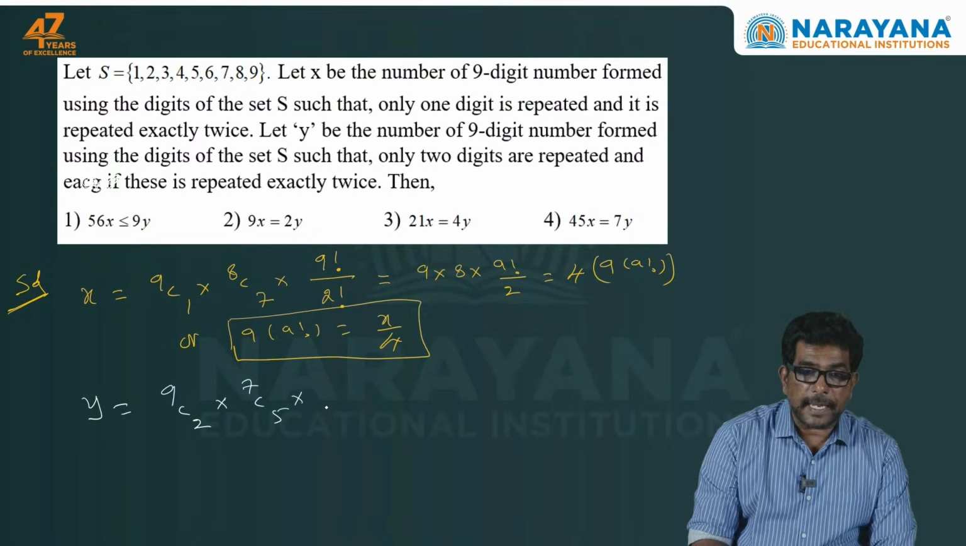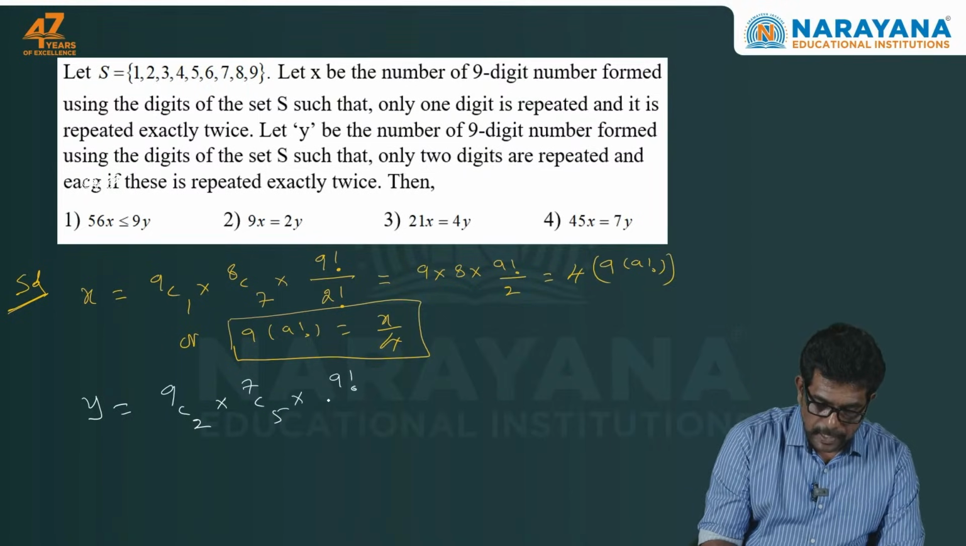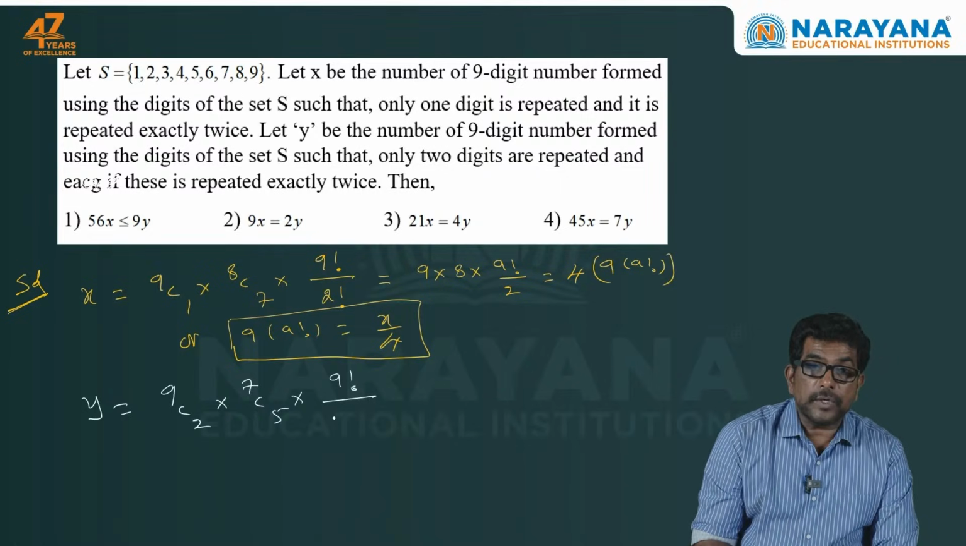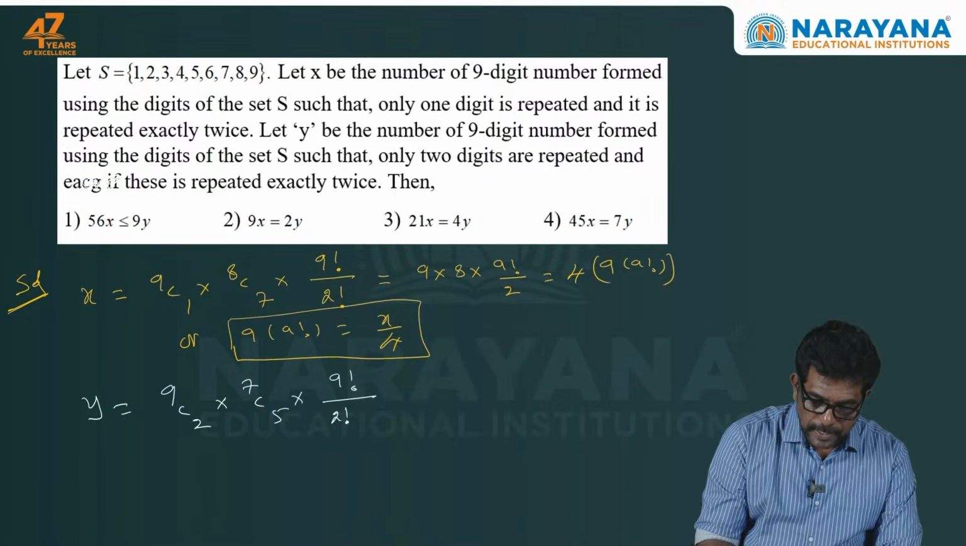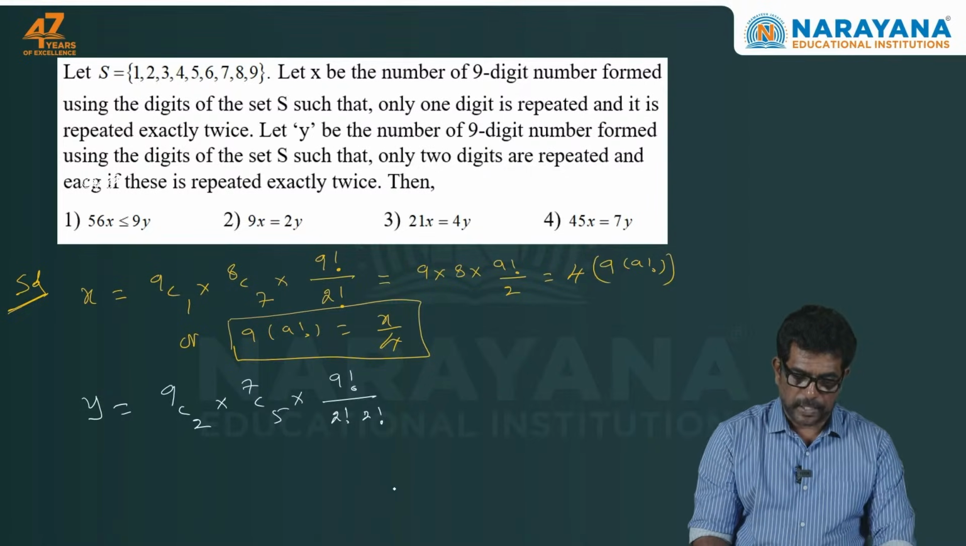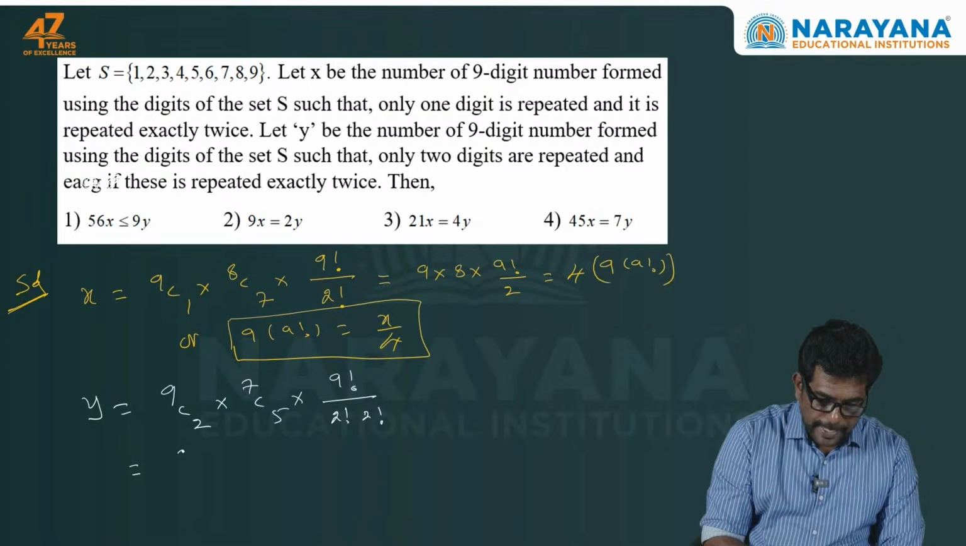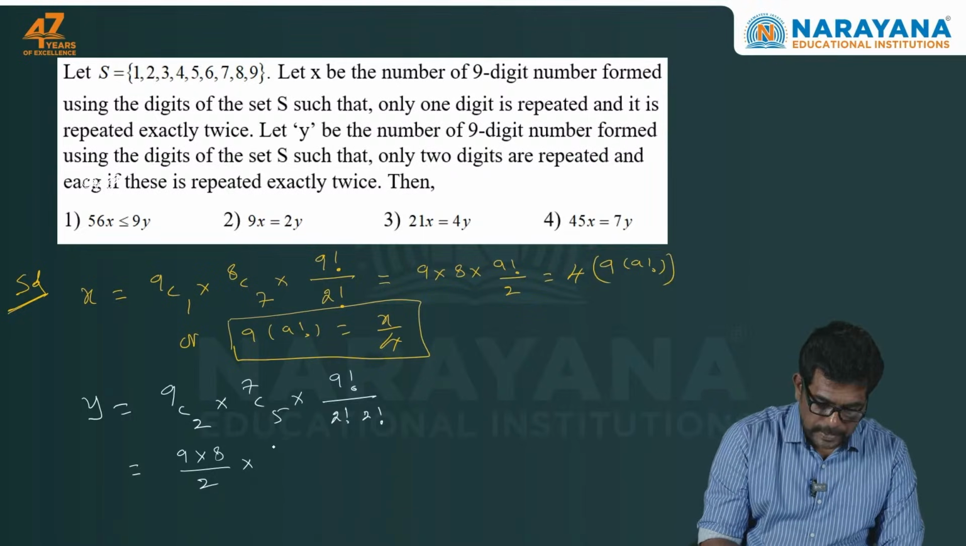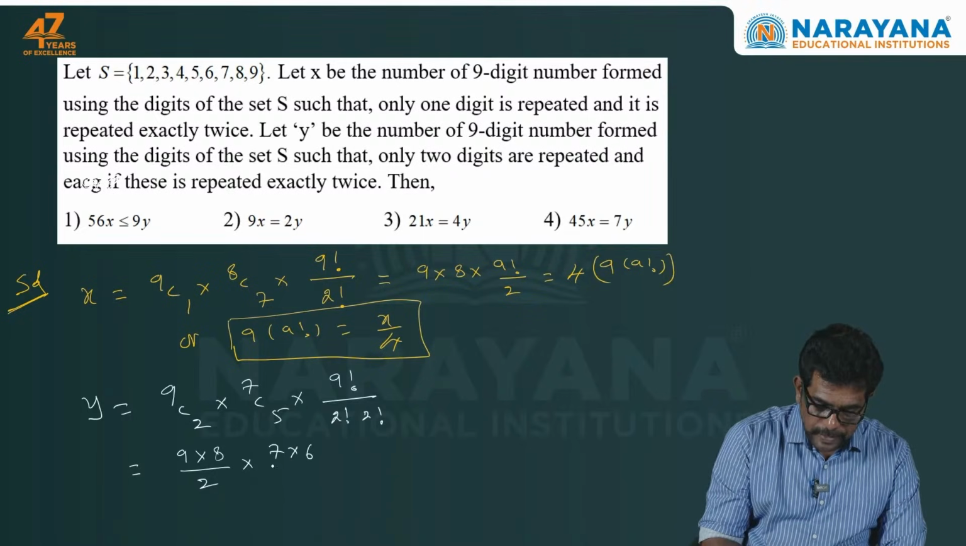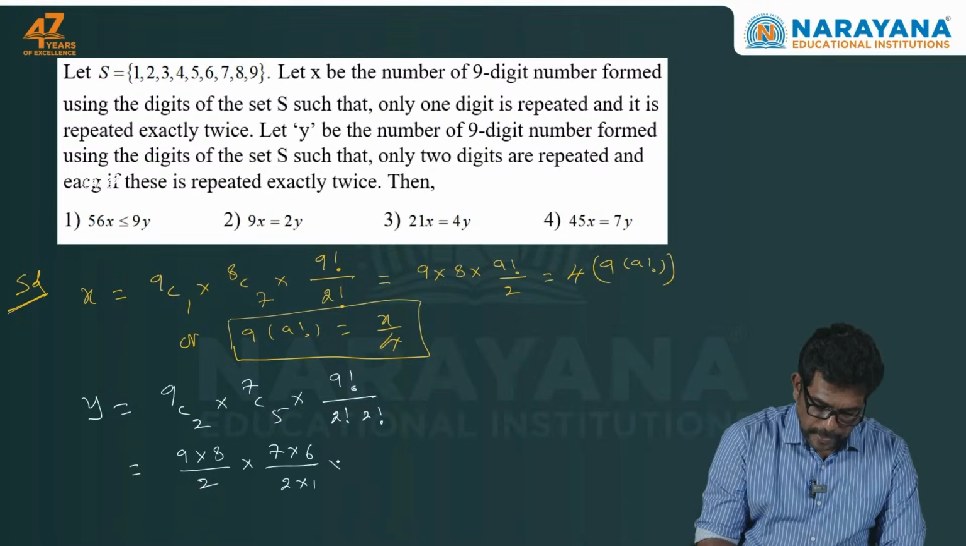It can be done in 7C5 ways. Then the selected numbers, a total of 9, can be arranged in 9 factorial by 2 factorial into 2 factorial, since 2 digits are repeated twice. Now we are going to simplify this. This is equal to 9C2, which is 9 into 8 by 2, into 7C5, which is the same as 7C2, that is 7 into 6 upon 2 into 1, into 9 factorial upon 4.